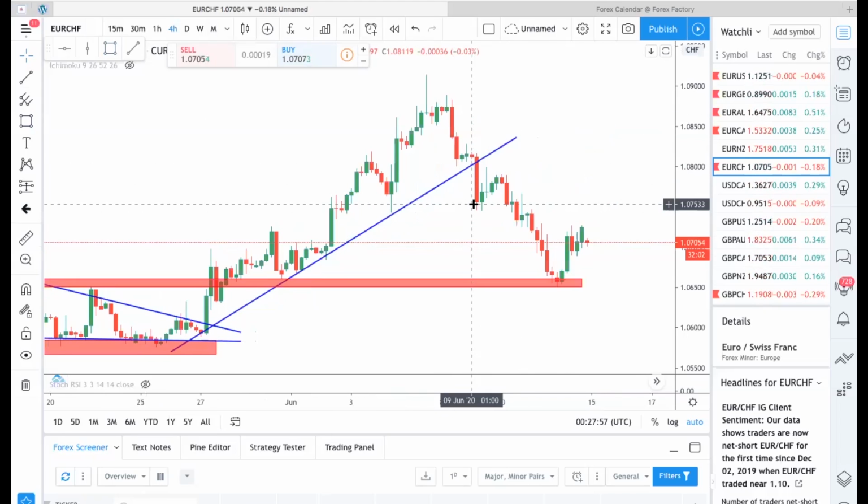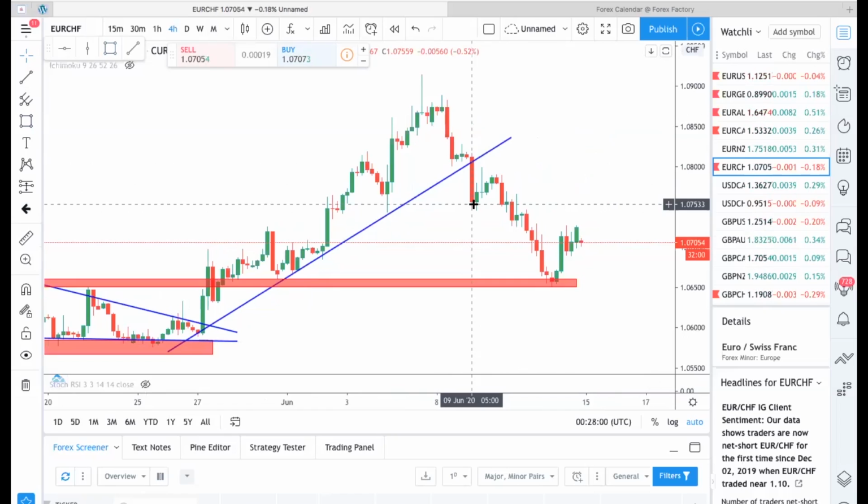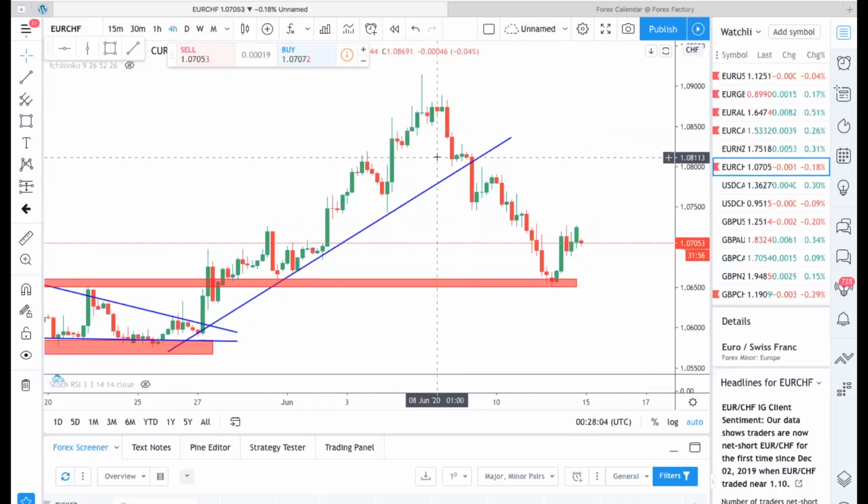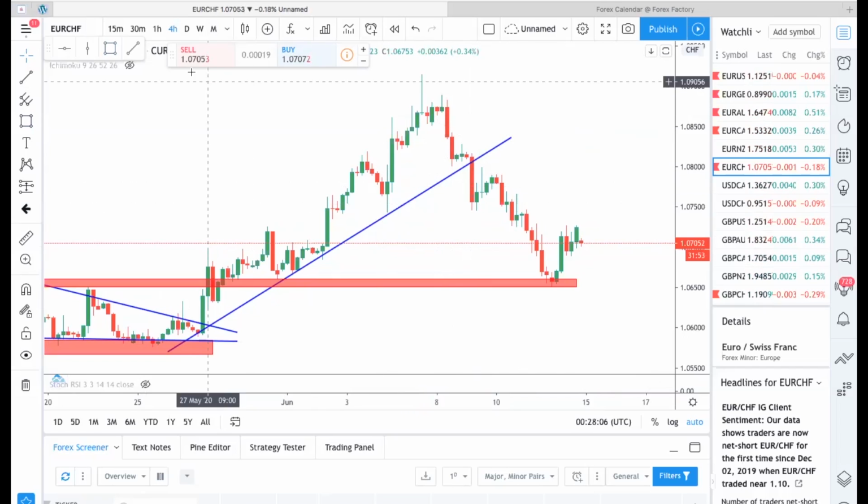And how do you know when something actually breaks a trend? You have to see a convincing candle. There's a pattern right there. You see a head and shoulders. That's the head and shoulders.